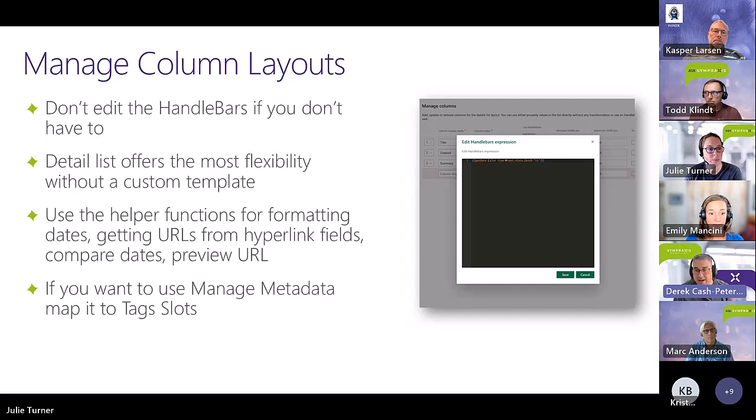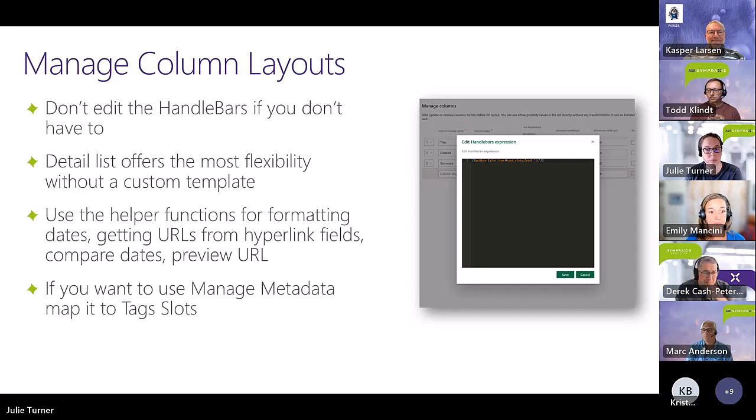And Casper, you're right, helpers, there's a link in the resources. There's a whole series of helper functions that come as part of the PnP modern search. They help you with formatting things like dates, or if you have a hyperlink field, getting either the title or the URL. If you want to compare dates, right? Or get a preview URL.